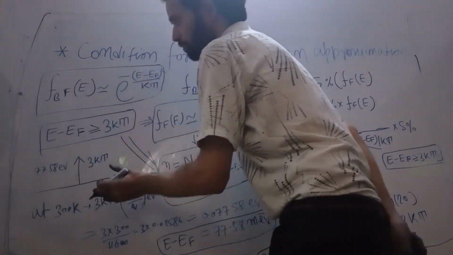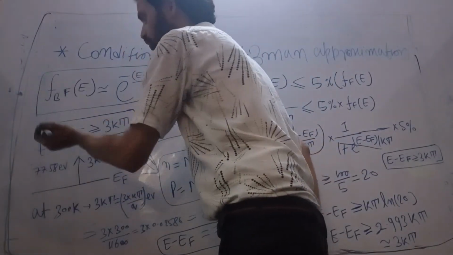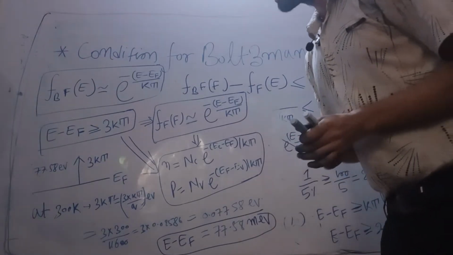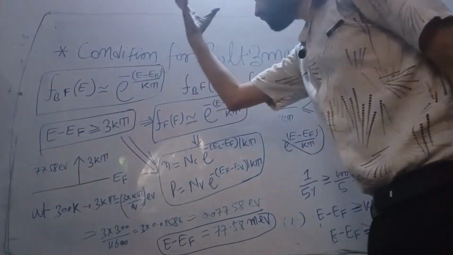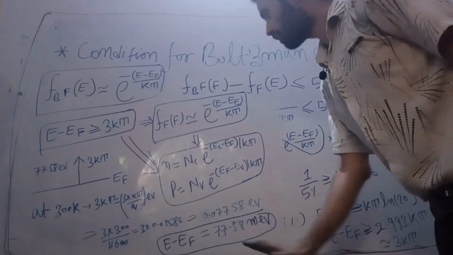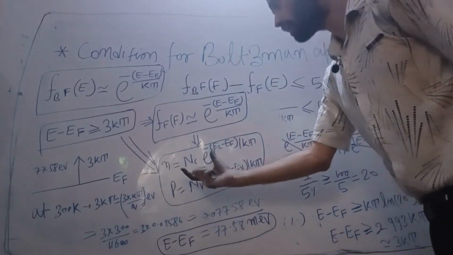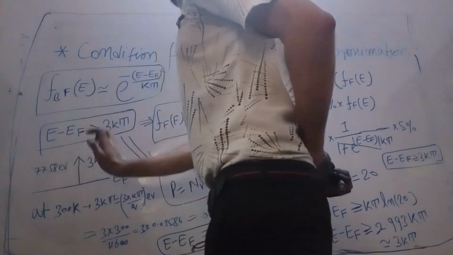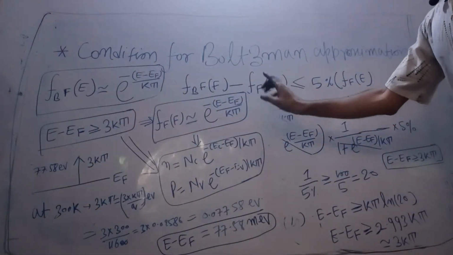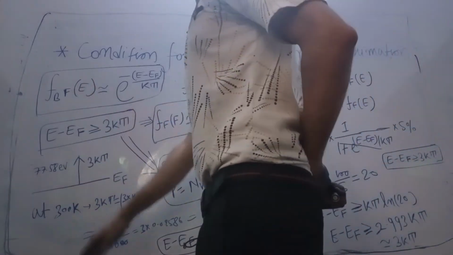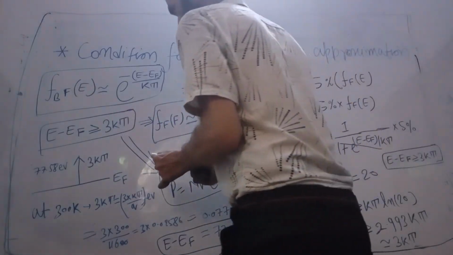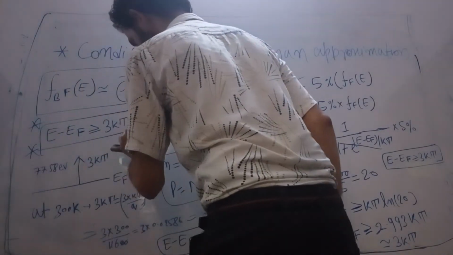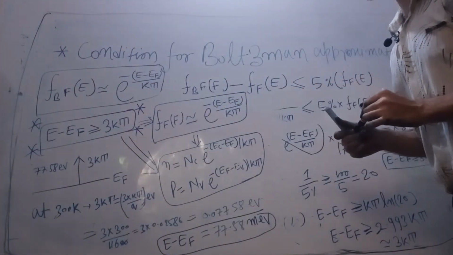If you are above the Fermi energy level by this much, then you are eligible to take this Boltzmann approximation into account in order to calculate the carrier concentration. Otherwise it is not valid. Remember, this is a very important condition you have to take into account.